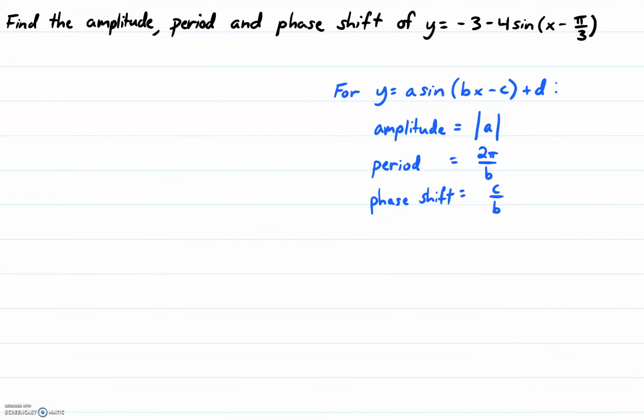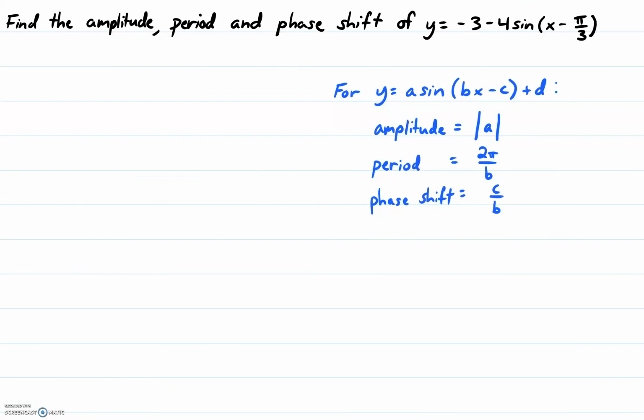In this video, we're going to find the amplitude, the period, and phase shift of y is equal to -3 minus 4 times sine of x minus pi over 3. Now you can see on the right-hand side of your screen in blue the key to figuring out these three different characteristics of our function.